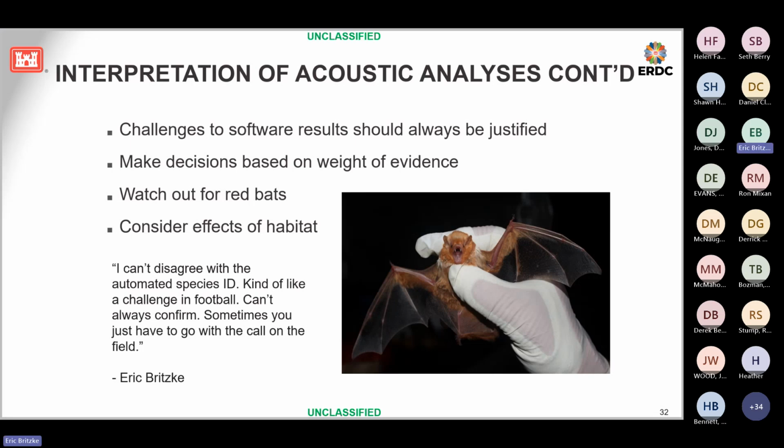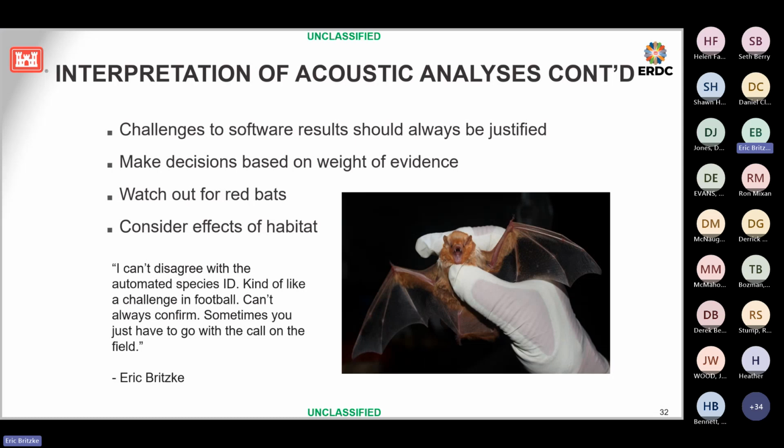So other things that we want to talk about for interpretation is when we challenge the software and we maybe change the species ID based on visual examination. There should always be some justification. You should be able to explain it to somebody and say, I did it because of this. And there are absolutely legitimate reasons to do that and to challenge that. They should just always be supported.